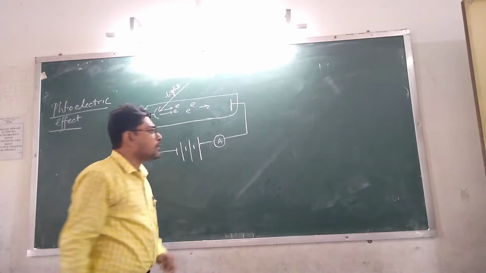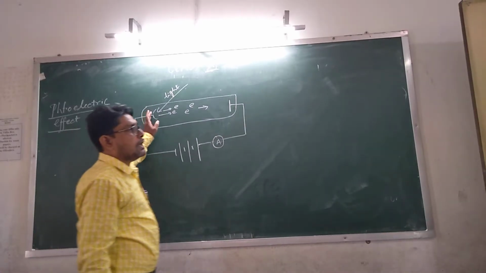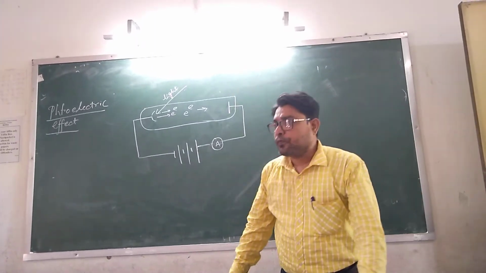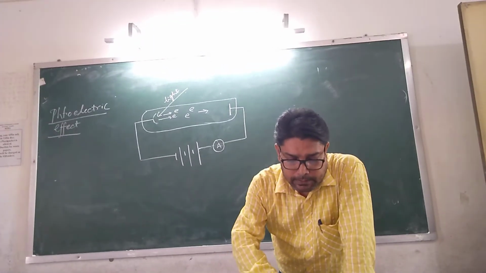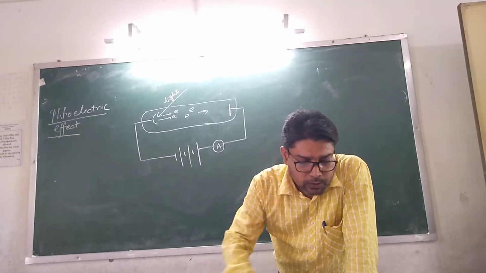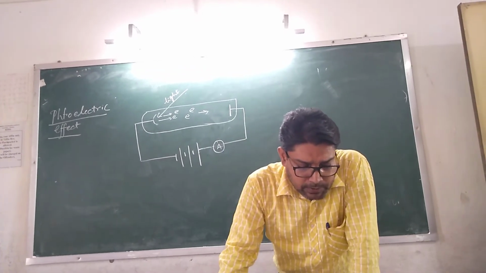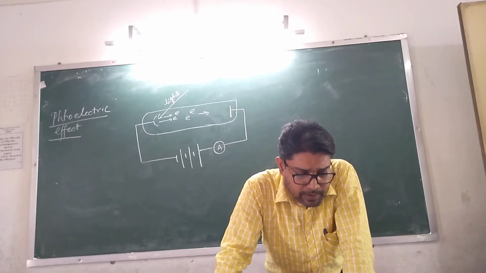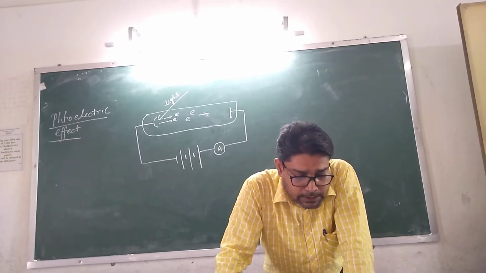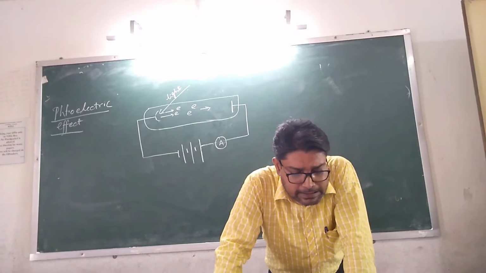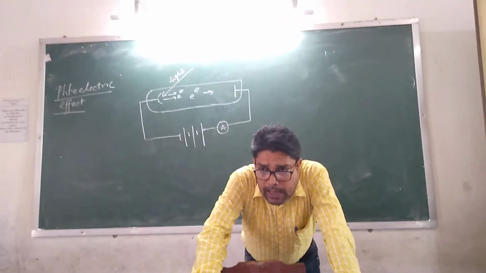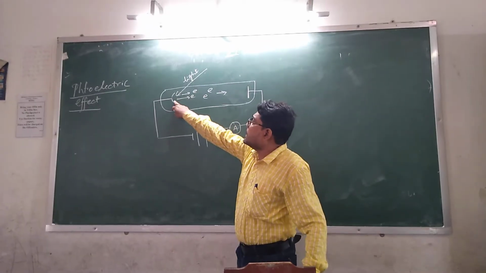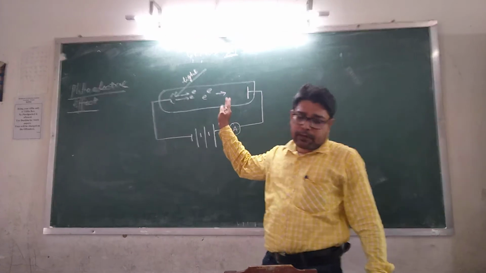Now, why does the metal start ejecting electrons after light falls on it? There are a few features of the photoelectric effect. Number one, the electrons are ejected from the metal surface as soon as a beam of light strikes the surface. That is, there is no time lag. As soon as the light falls on the metal surface, the electrons start ejecting from the metal surface.